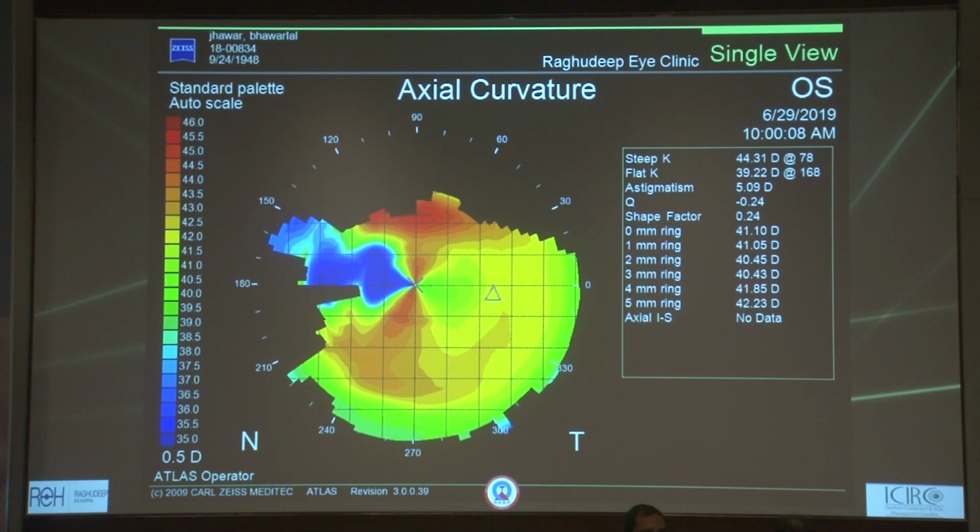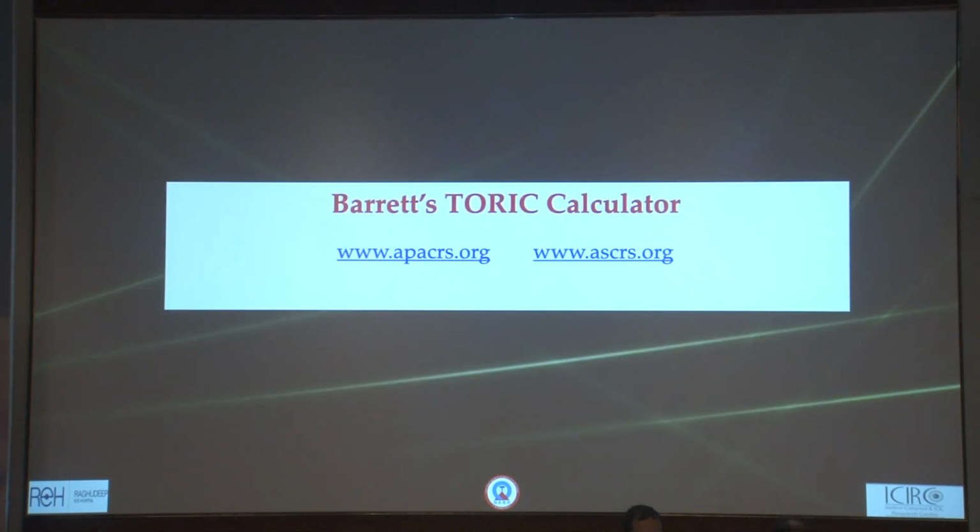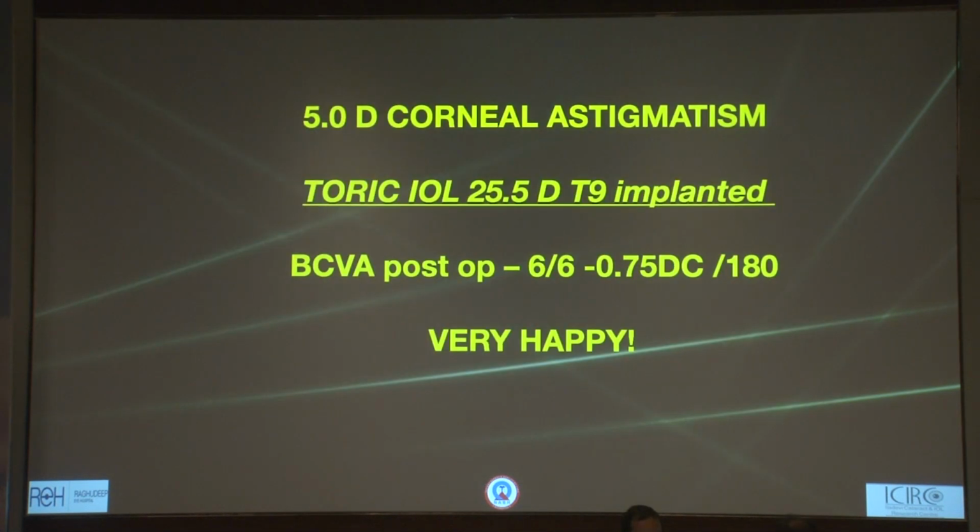And 2 readings, both in my Scheimpflug and in the topography, both the readings on the cornea showed 5 diopters of astigmatism, and both the readings were absolutely in sync with each other. So the 2 keratometry readings were absolutely accurate. What best can I do for this patient? I want to reduce the amount of his astigmatism. We did go ahead using the Barrett toric calculator, and this is what we implanted, a T9, and he had best corrected of 6/6 visual acuity with hardly any residual astigmatism, and very happy with this eye.